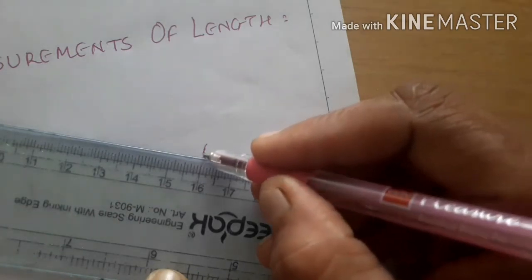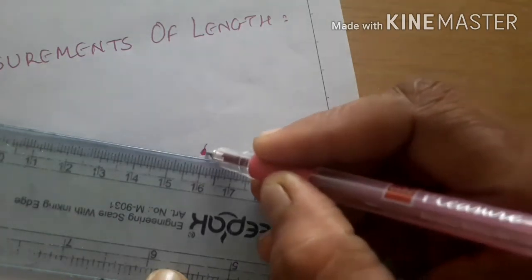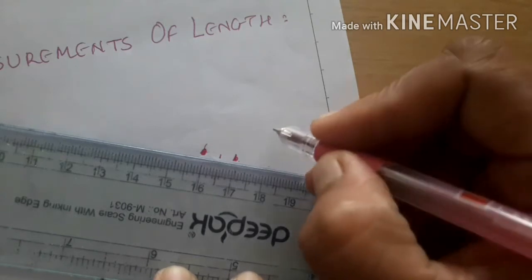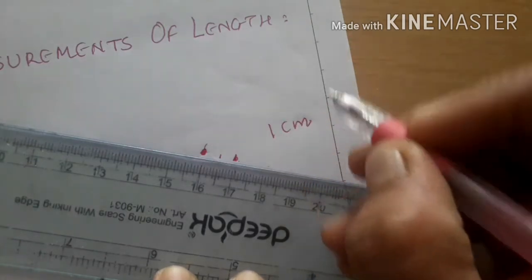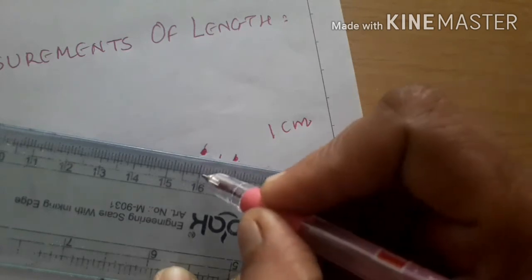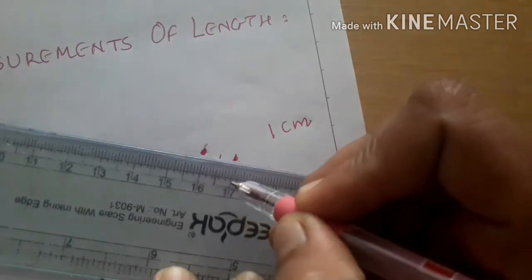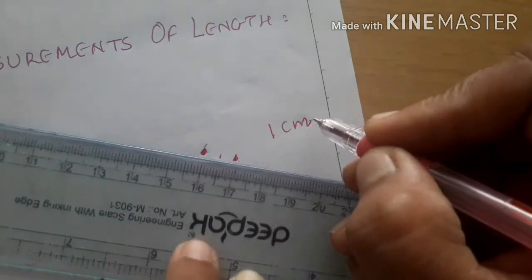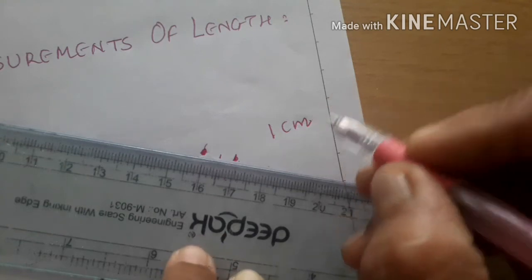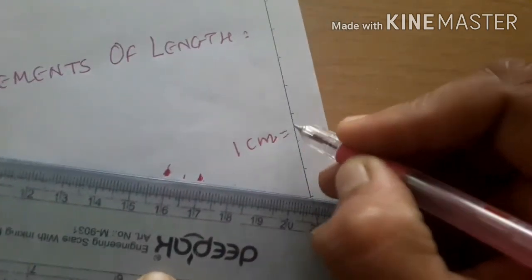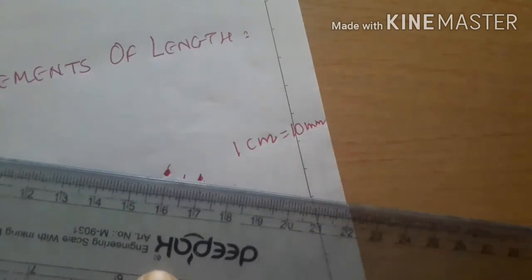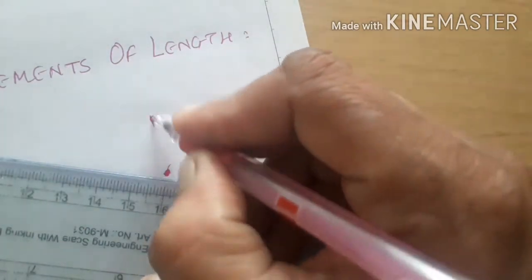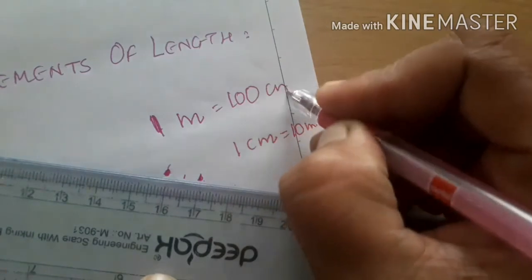Okay, what is the distance between each of the consecutive numbers which you see on the scale, that is your 1 centimeter. In 1 centimeter, the small sections when you count, they are altogether 10. Each small section is known as 1 millimeter. That is 1 centimeter is equal to 10 millimeters. Okay, and you know that what is 1 meter? 1 meter is 100 centimeter.